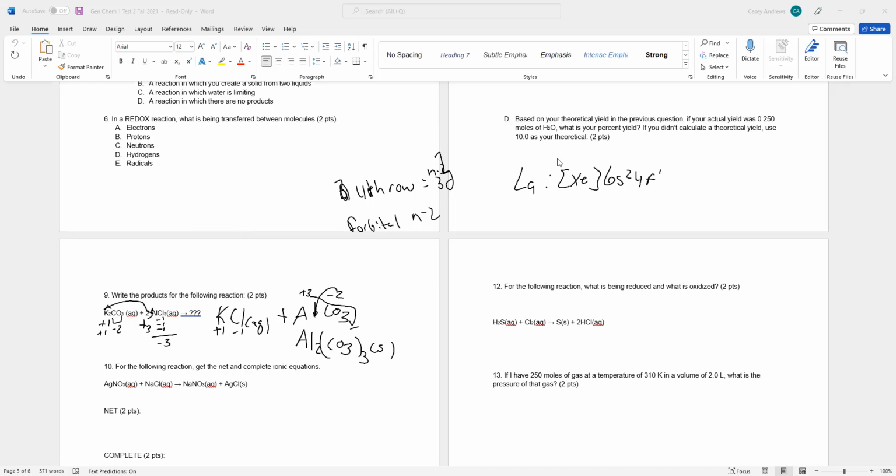Let me balance it really quick. So you have 2 Ks on the left, 1 on the right. So you need a 2 right there. But you have 3 Cls. So you're going to need at least a 3 for my chlorines. So my chlorines are balanced. And this is going to be a real pain in the butt to balance. So let me actually, I'm going to need my table because I can't do this one in my head.